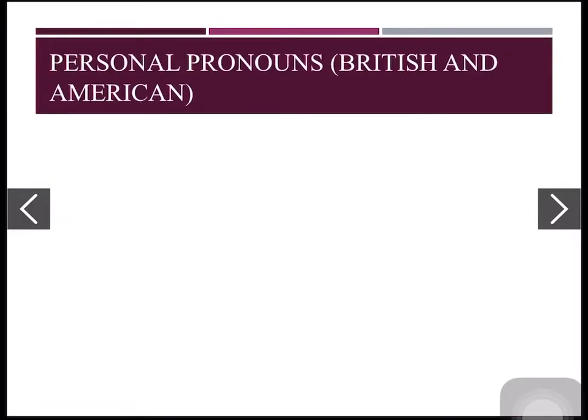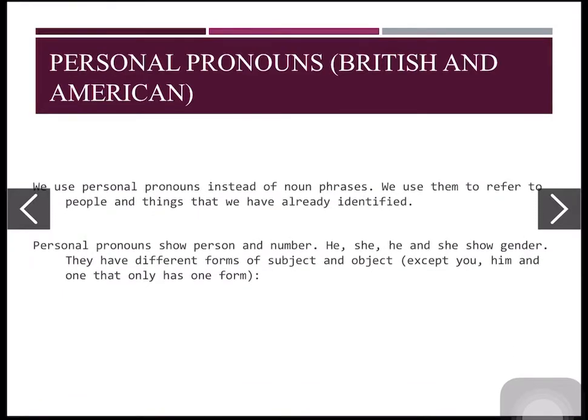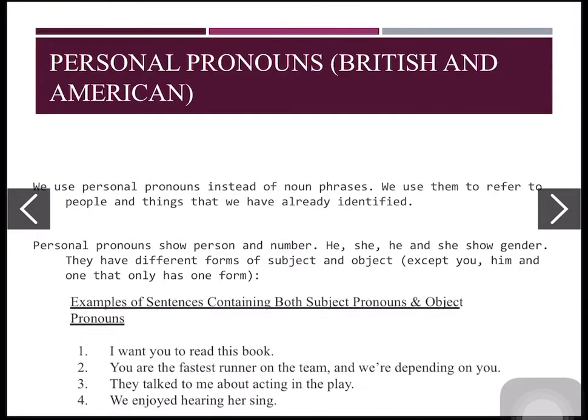We had the personal pronouns, British and American. We use personal pronouns instead of noun phrases. We use them to refer to people and things that we have already identified. Personal pronouns show person and number. He and she show gender. They have different forms of subject and object, except you, him, and one they only has one form.